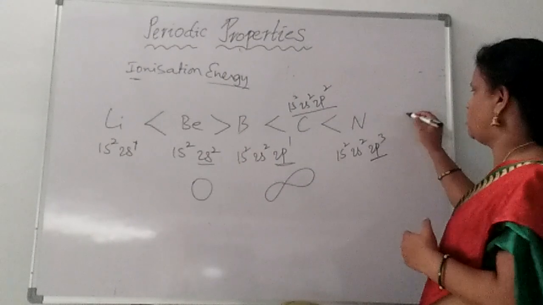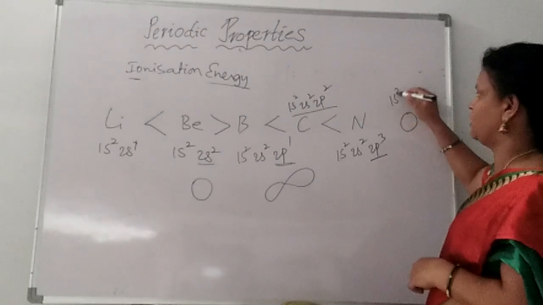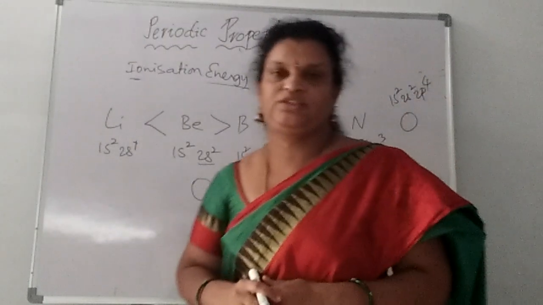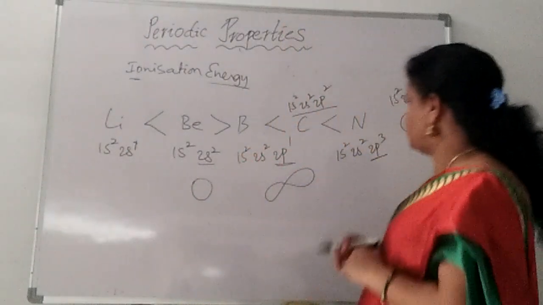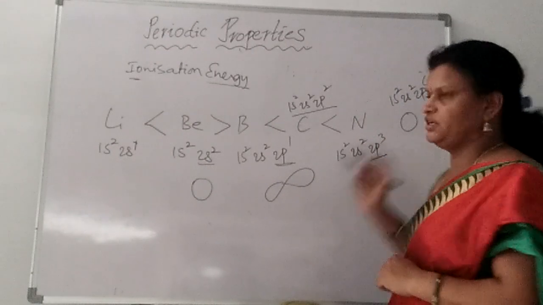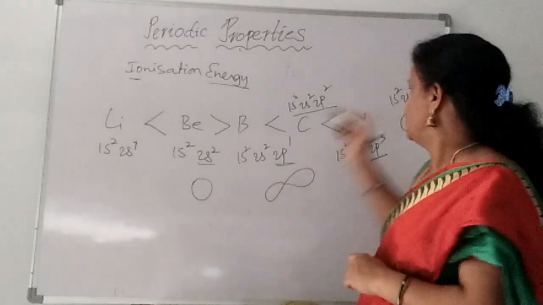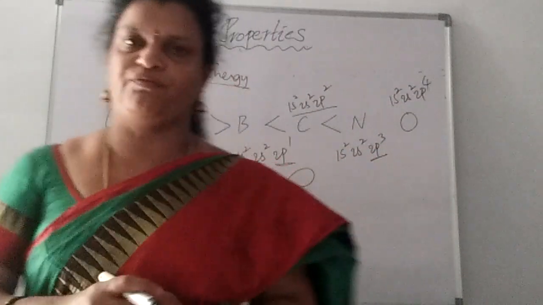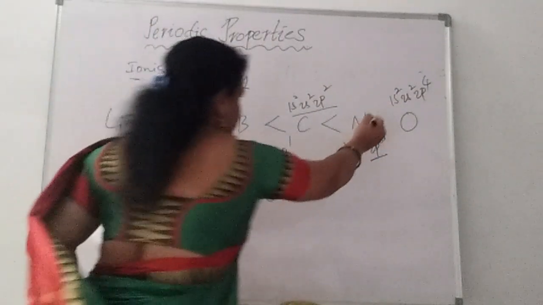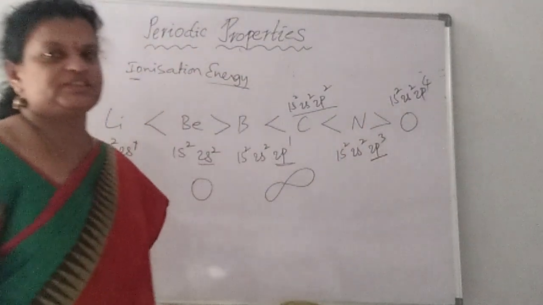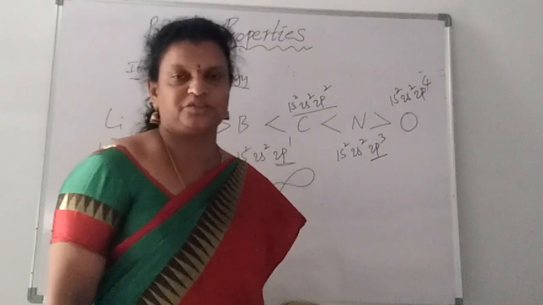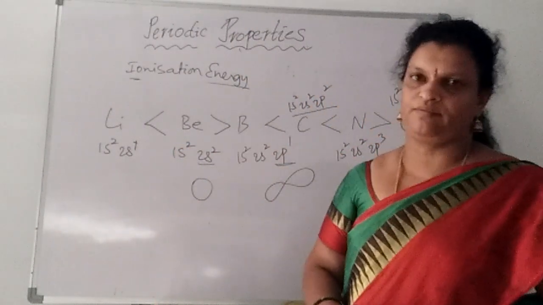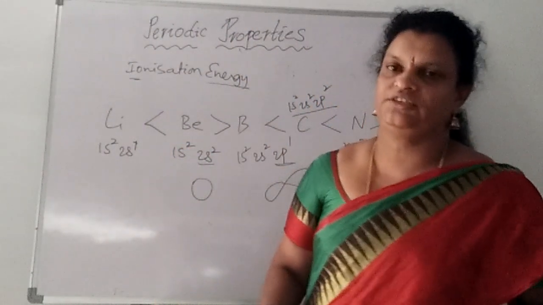Now going to oxygen. In oxygen we again have 1s2, 2s2, 2p4. The total number of electrons is 8. Comparing nitrogen and oxygen, nitrogen has the half-filled electronic configuration, while oxygen does not. So the ionization energy of nitrogen is greater than that of oxygen. Actually it is increasing from left to right, but here and there some exceptional cases are also there. That is why we say there is no order for ionization energy.